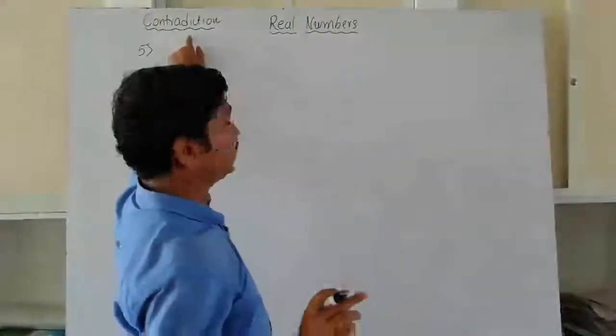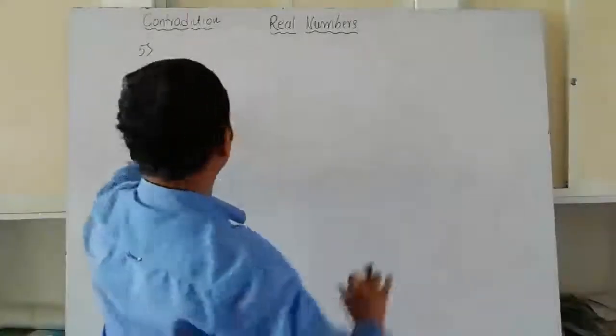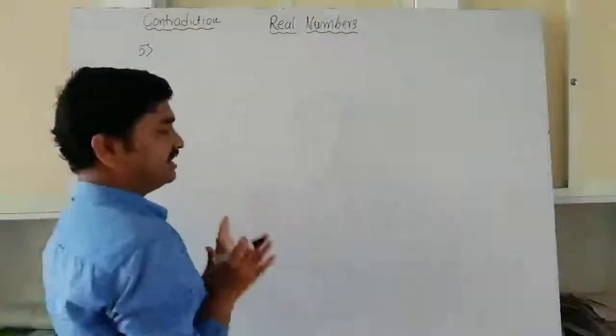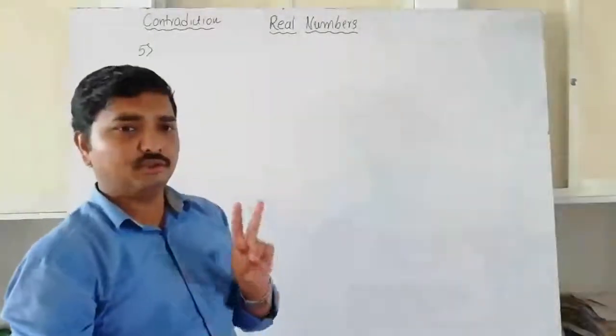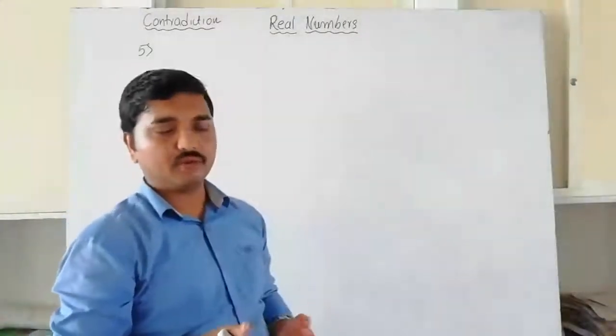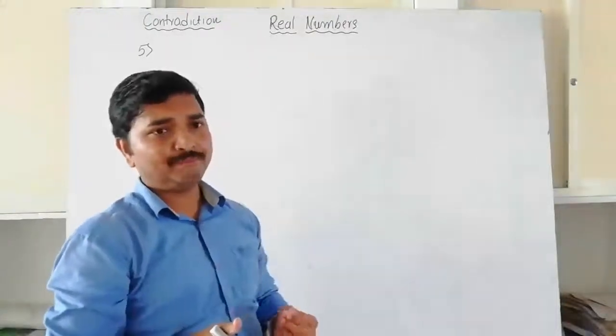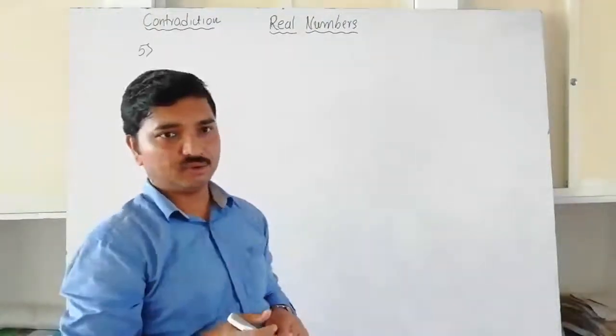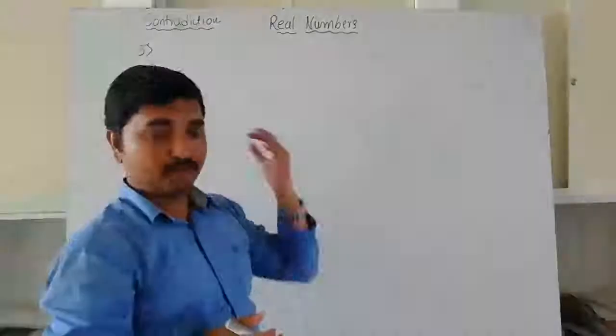is based on what? Contradiction method. Once again, look here. I am going to write a very simple solution. There are two methods to give a solution, or proof, for this one. Only one method is discussed in the question bank, and I am going to give one more method for you.